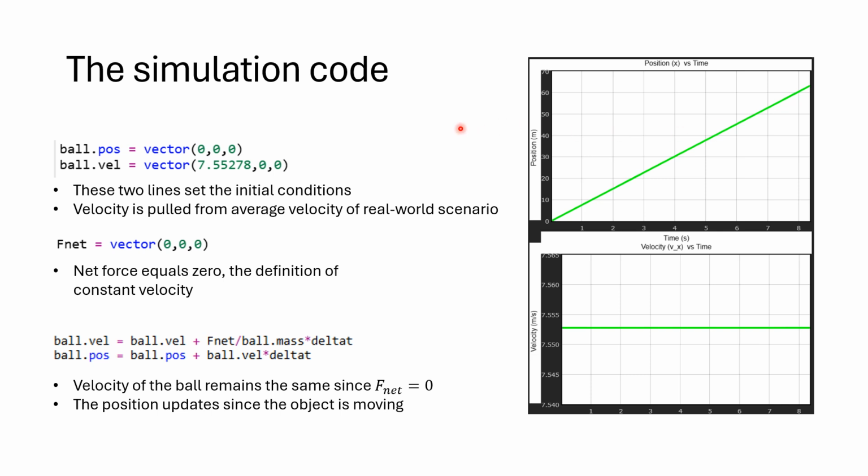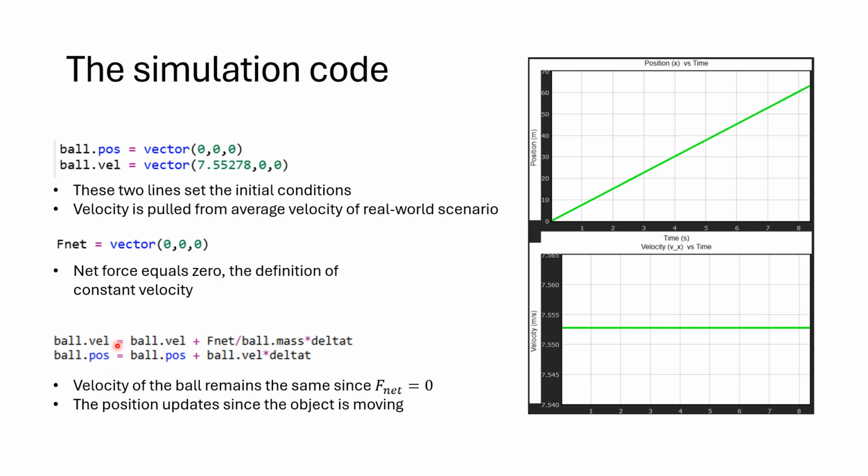All right, the simulation code. Some important parts of it are that the original position of the ball is at 0, 0, 0, or at the origin, and the velocity of the ball is going to be this value, which was pulled from the data that we'll analyze a little later from the actual marker rolling across the table. You can see here on the velocity graph, it's constant at roughly 7.553. And then F net equals the vector 0, 0, 0, which means the net force equals 0 because it is moving at constant velocity.